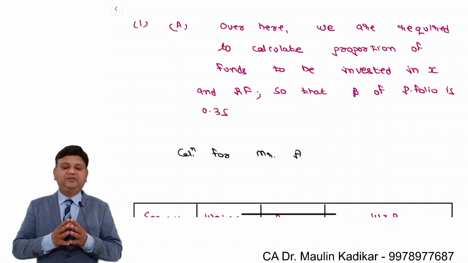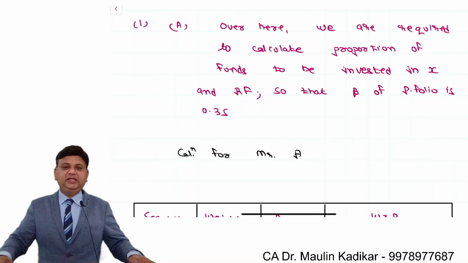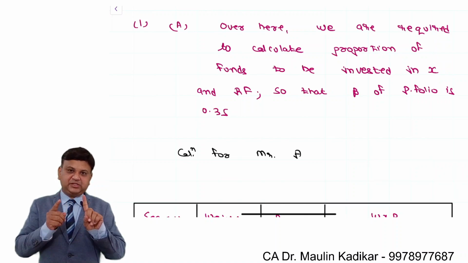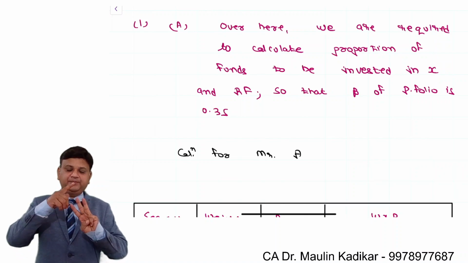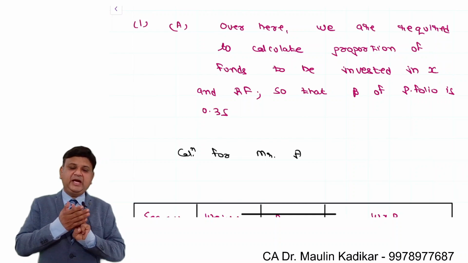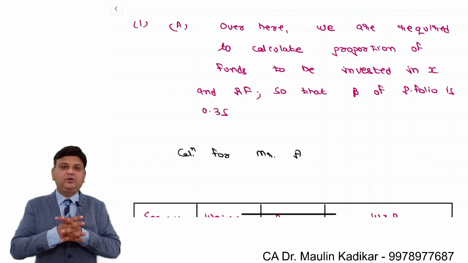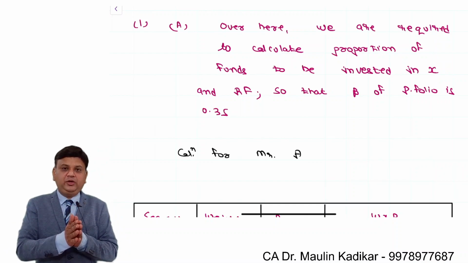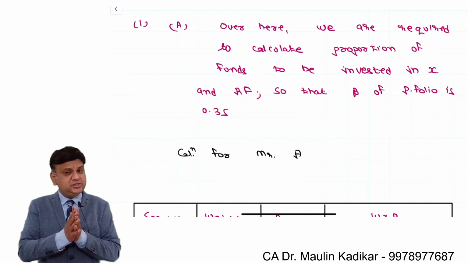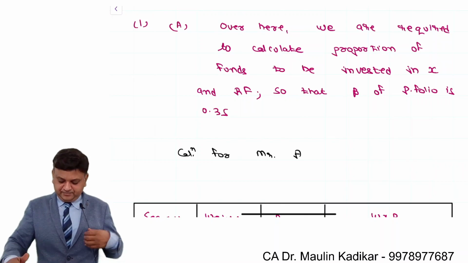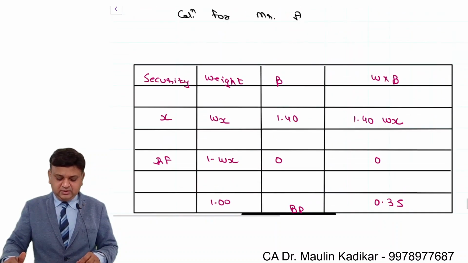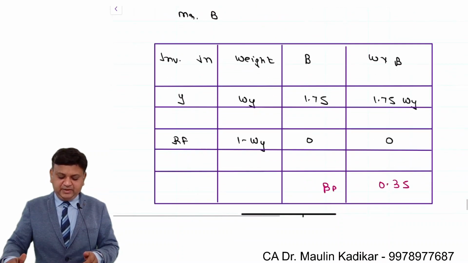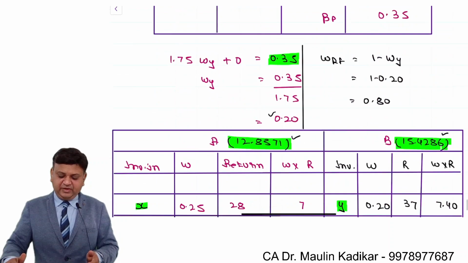So let us have a summary of the entire answer, dear students. In the first part of the question, we have been provided with ready-made information about the return of the security, the risk-free rate of return, and beta of the individual security. The question says that if you want to undertake a risk of 0.35 in your portfolio, then how are you going to invest in risk-free security and in risky security. So for Mr. A, it is X and Rf. For Mr. B, it is Y and Rf. That is the way we have done the working.